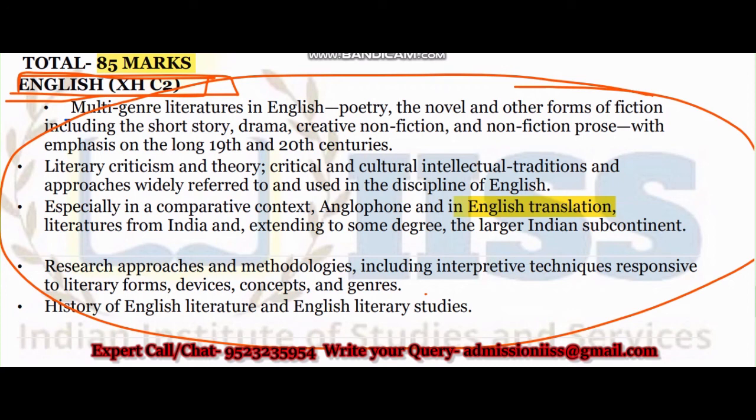And an announcement for the registered batch is that in the next lecture, I'll be dealing with the introduction on the 19th century literature. Okay, so be prepared with it, read something about it, so that you can be active in the class.